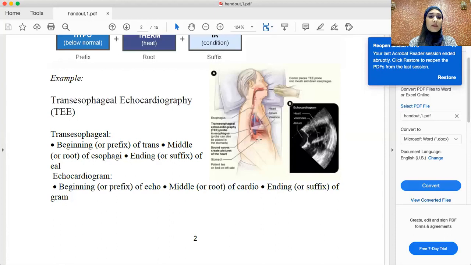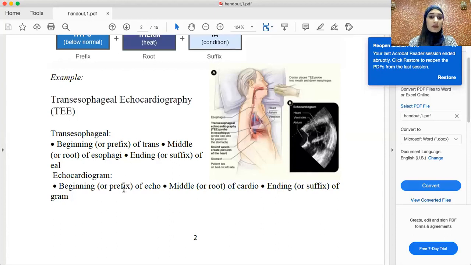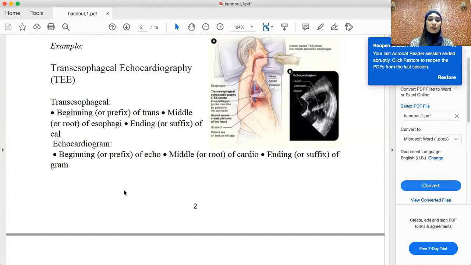We have this example, transesophageal echocardiogram, which is abbreviated to TEE, all right? Let's divide this large word. We have transesophageal. Trans means this is the first part of the medical term. Trans means across. Esophageal, referring to the esophagus.